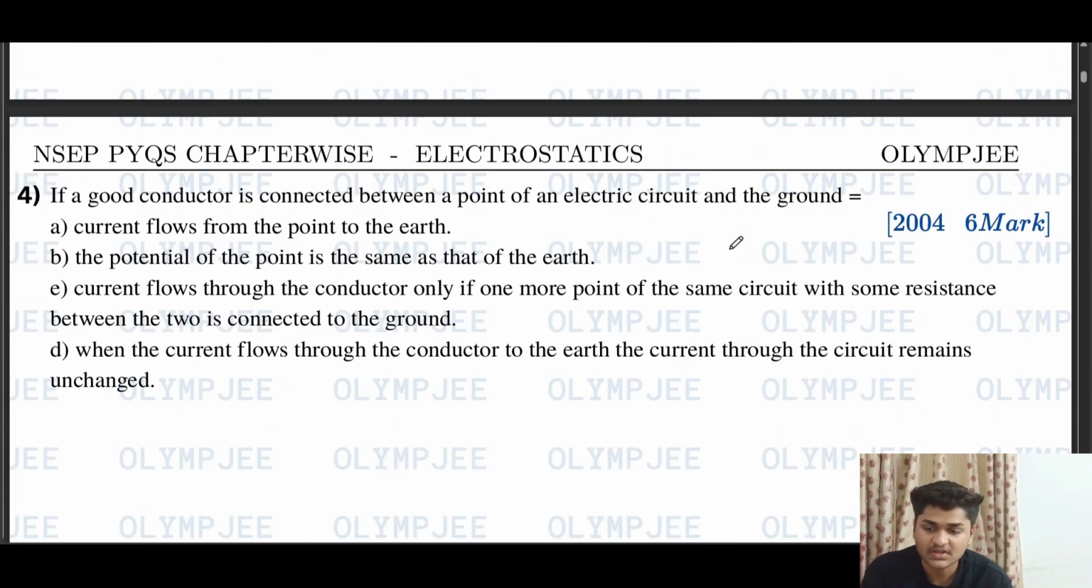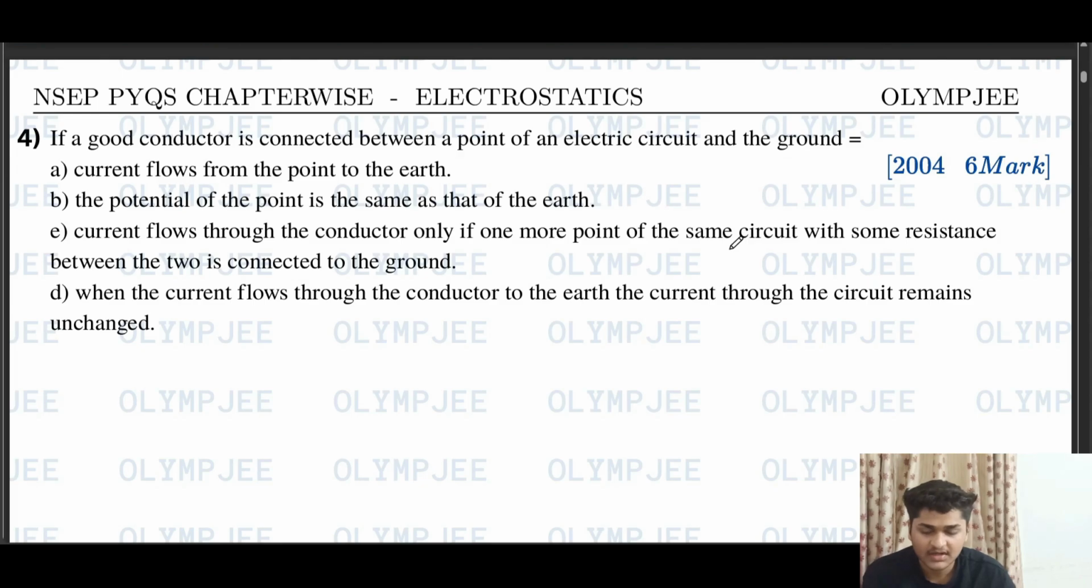So moving on to question 4. If a good conductor is connected between a point of an electric circuit and the ground, then we have 4 options. Current flows from the point to the earth.